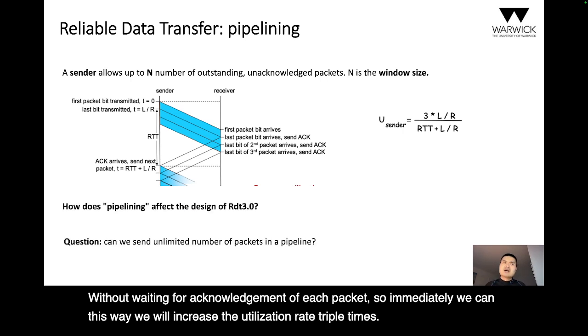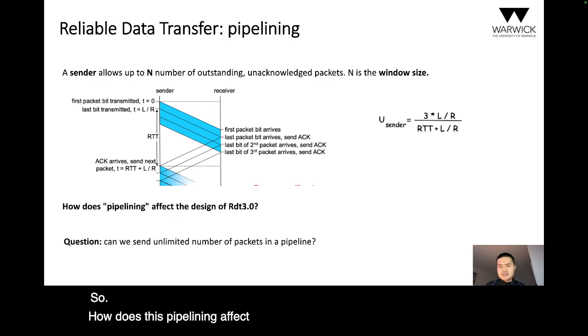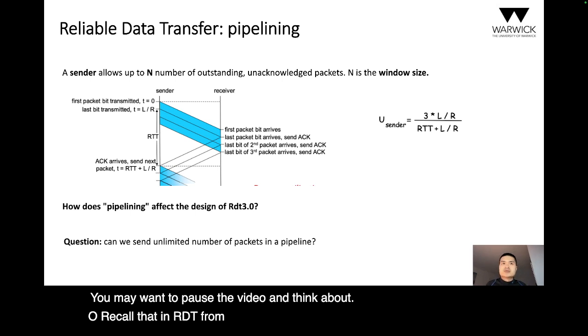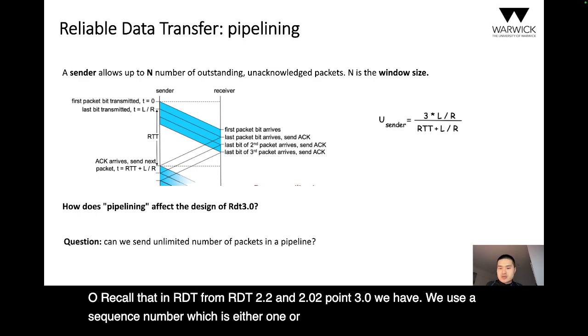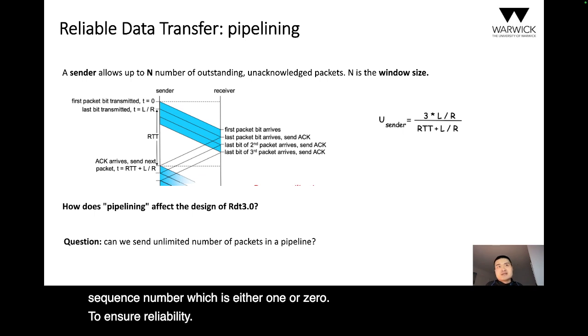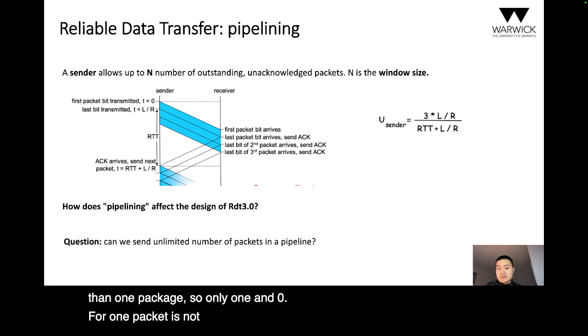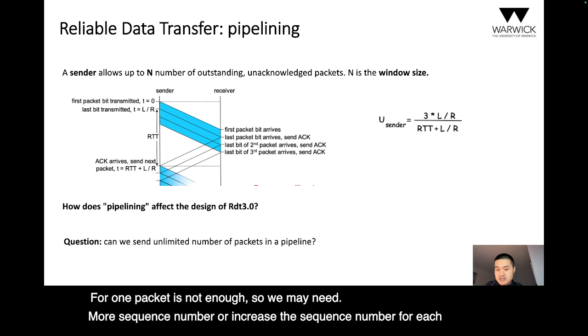So how does this pipelining affect the design of RDT 3.0? You may want to pause the video and think about it. Recall that in RDT 2.2 and 3.0, we use a sequence number which is either 1 or 0 to ensure reliability. But in pipelining, we are apparently sending out more than one packet at a time, so only 1 and 0 is not enough. We may need more sequence numbers, or to increase the sequence number for each packet in transit.